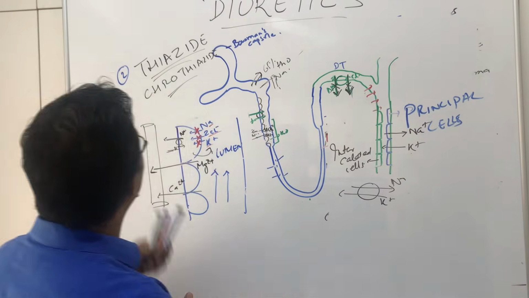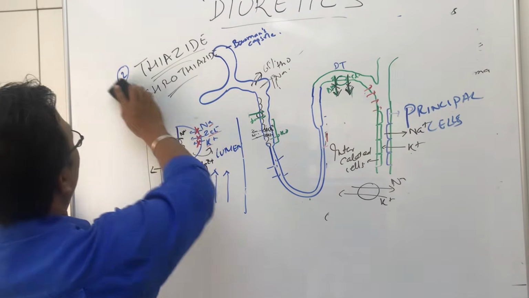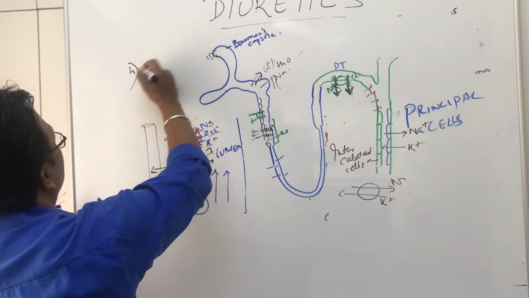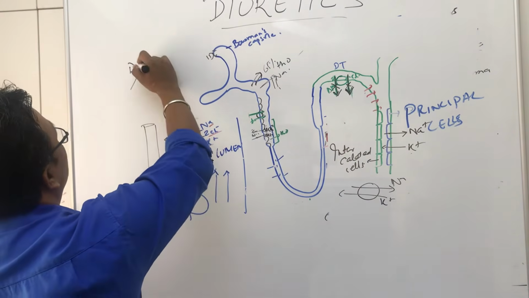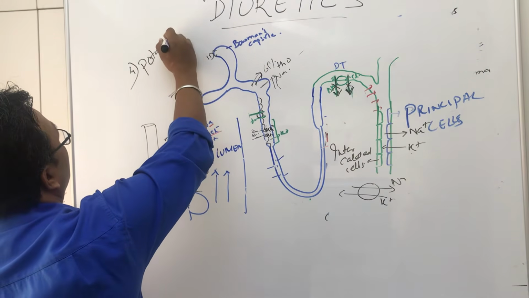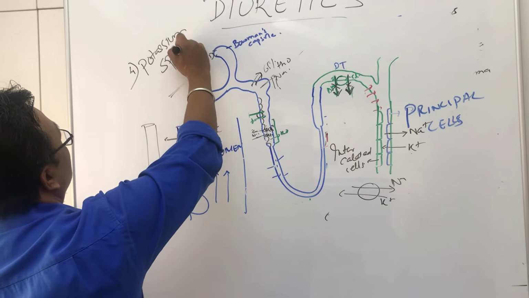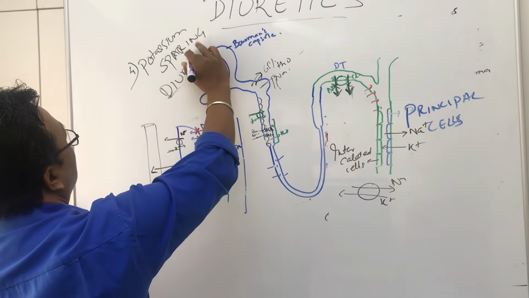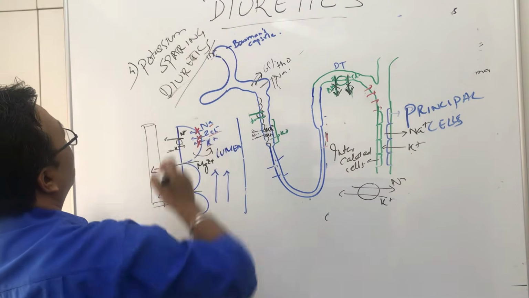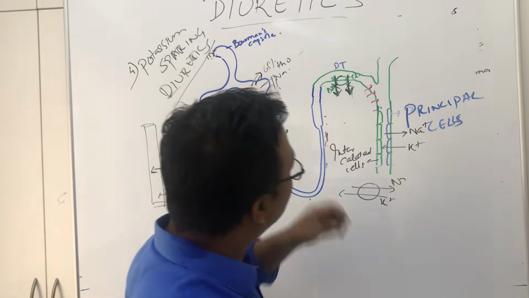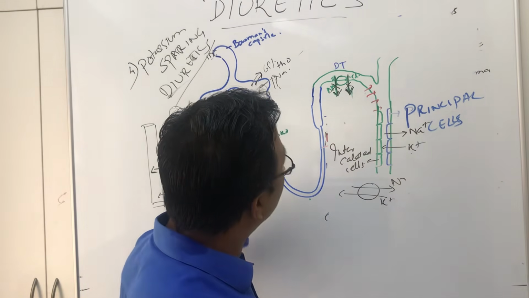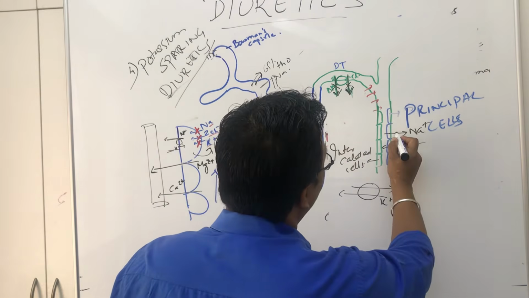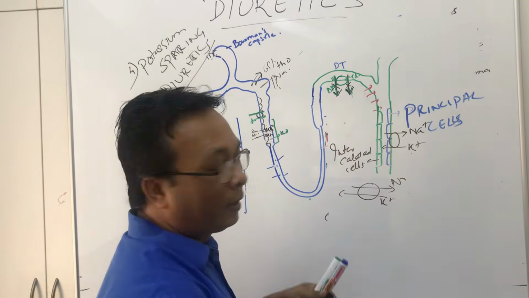Another group of diuretics, the fourth group of diuretics, are potassium-sparing diuretics. Now, why they are called potassium-sparing, I'll tell you. These diuretics, the next group, number 4, act on this channel. They block this channel.